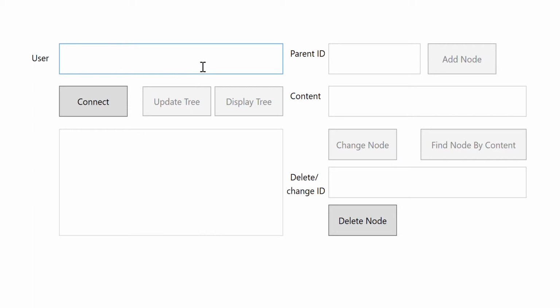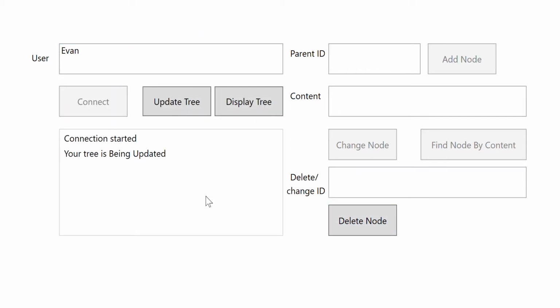I'm here to give a quick demonstration of how to use my SignalR tree sharing application. First off, what you want to do is enter your username in order to connect. So you have to press connect. It might take a moment. But yeah, on startup, your tree is updated.